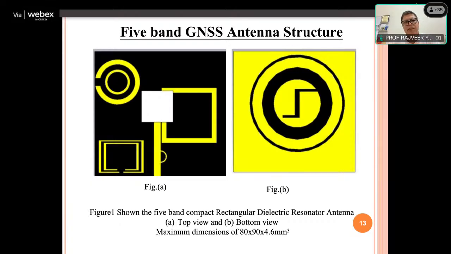So when we place this in the rectangular DRA design formulation, that will be given to you: Fr is equal to C upon 2 pi root epsilon r, whole into root of (m pi by a) whole square plus (n pi by b) whole square plus (p pi by d) whole square in case of isolated, and it will be 2d in case of the image effect applied, that is the ground plane. I'll be giving you this formulation which I have just now narrated. So this is a structure. Here this is the top structure, and in the bottom structure also we have played with these FSS structures.